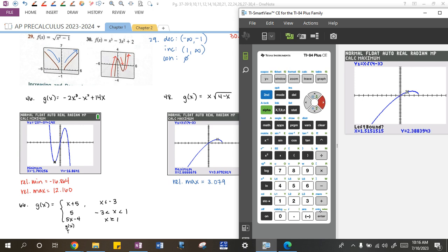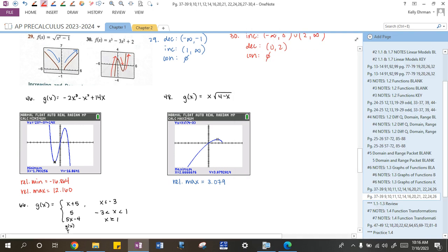get a bit closer. So I'll press enter. I'm to the left of where I think it is. Want to make sure you get far enough to the right. There. And so this maximum we'll say is 3.079. Remember, for our AP exam, we round to 3 places for our final answers.